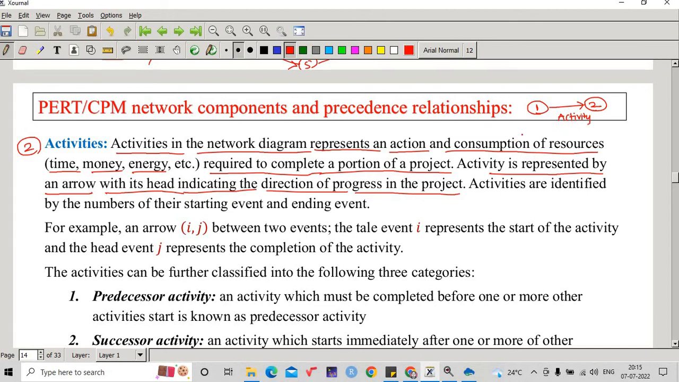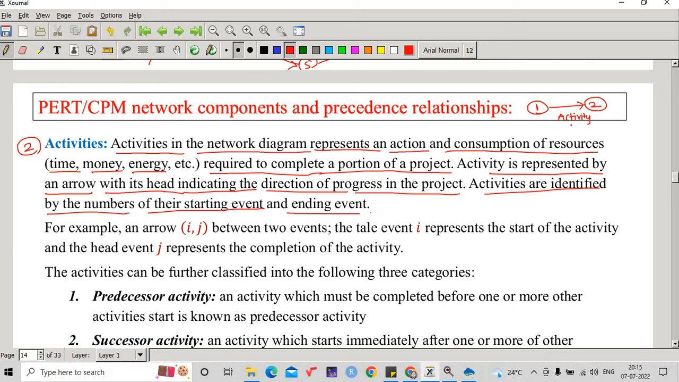Activity from node 1 or event 1 to event 2. So an activity is being displayed with the help of this arrow headed towards the part of the project which is being completed. Okay? Activities are identified by the numbers of their starting event and end event.